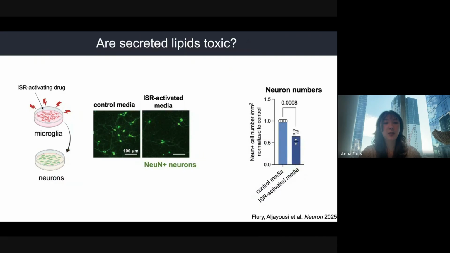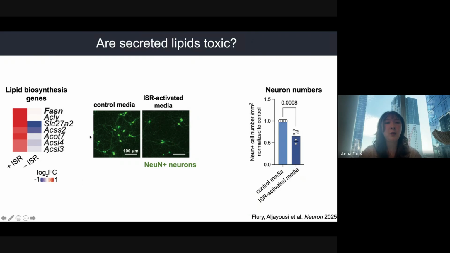And the next question we had was, are the lipids detrimental? So what we wanted to do was move back to our culture system and then activate ISR in our microglia, and at the same time remove lipids to see whether it was the lipids that are activated by ISR that are responsible for the reduced neuronal survival. So in order to do that, we went back to our ribosome profiling, and we noticed that this gene called FASN was highly upregulated in conditions of increased ISR. And FASN is actually a rate-limiting enzyme in lipid synthesis.